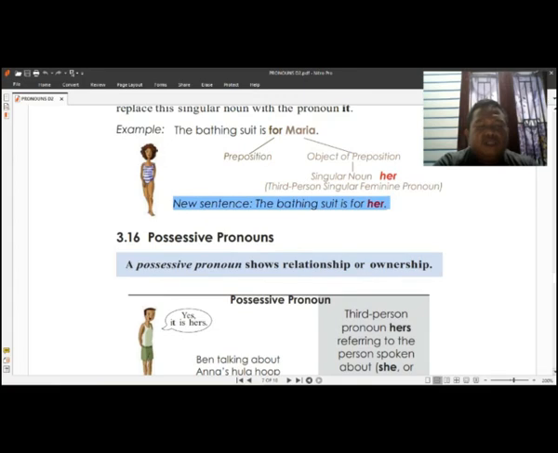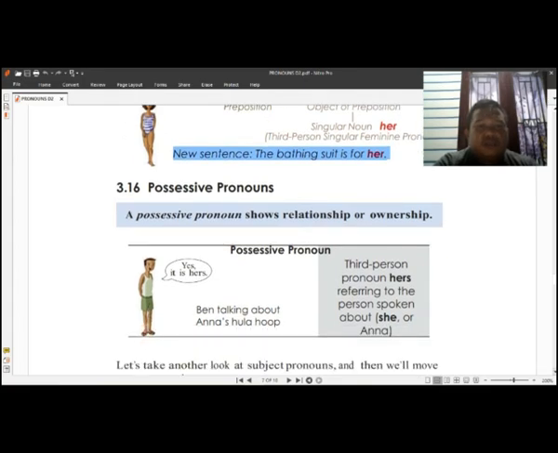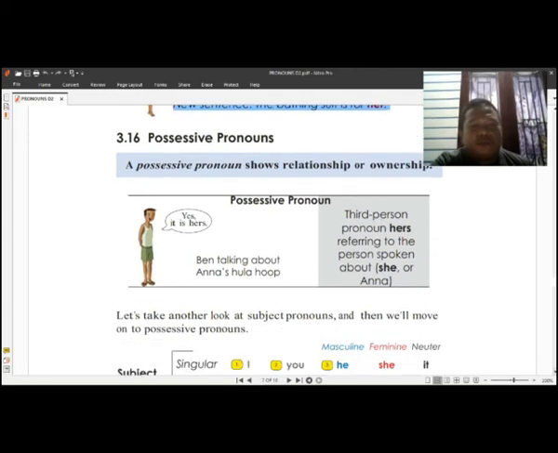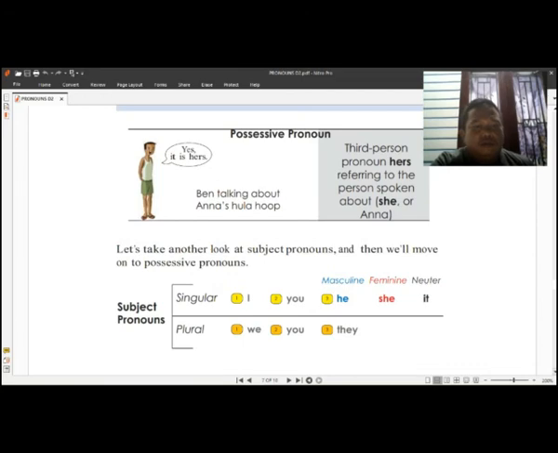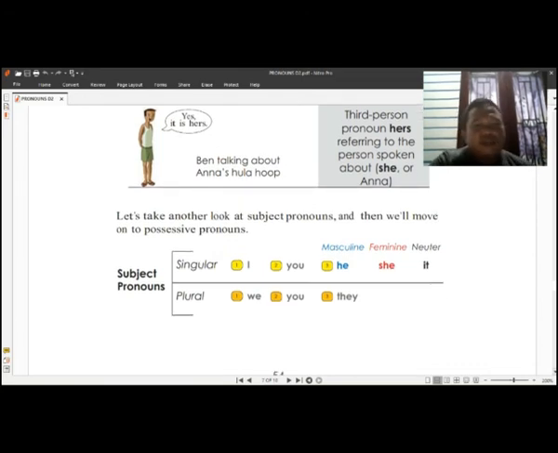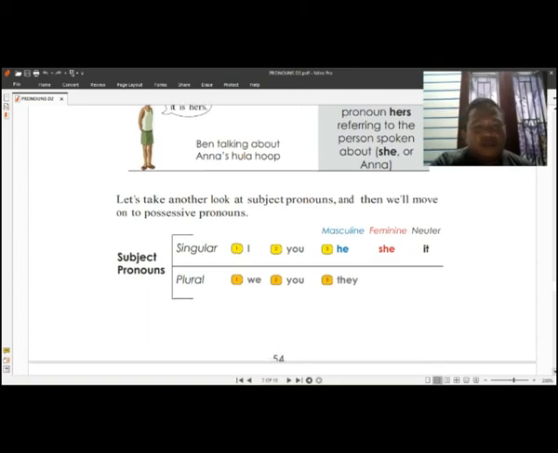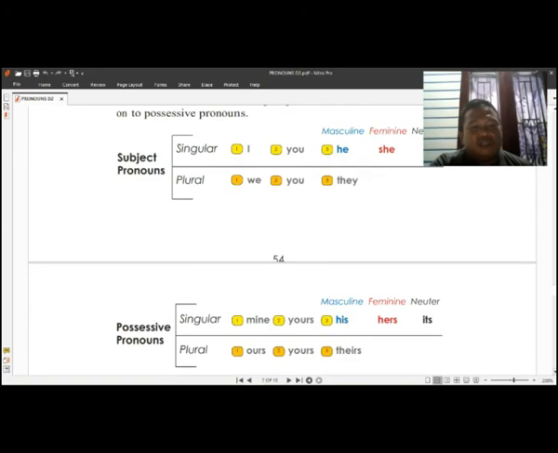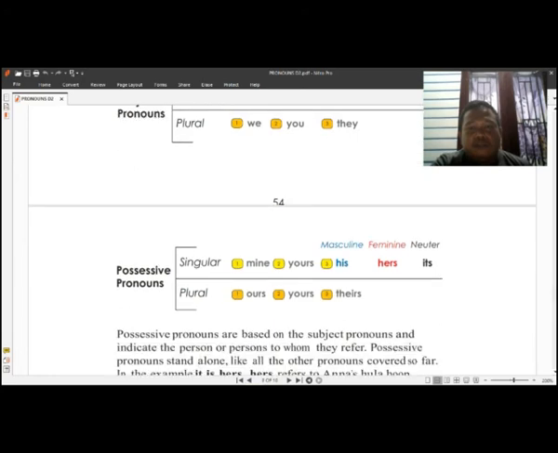Next we have 3.16, the possessive pronouns. A possessive pronoun shows relationship, as we have discussed before. Let's take another look at subject pronouns, and then we'll move on to possessive pronouns. This is the subject pronouns, this is the possessive pronouns. So I becomes mine, you becomes yours, he becomes his, she becomes hers, and the neuter it becomes its.